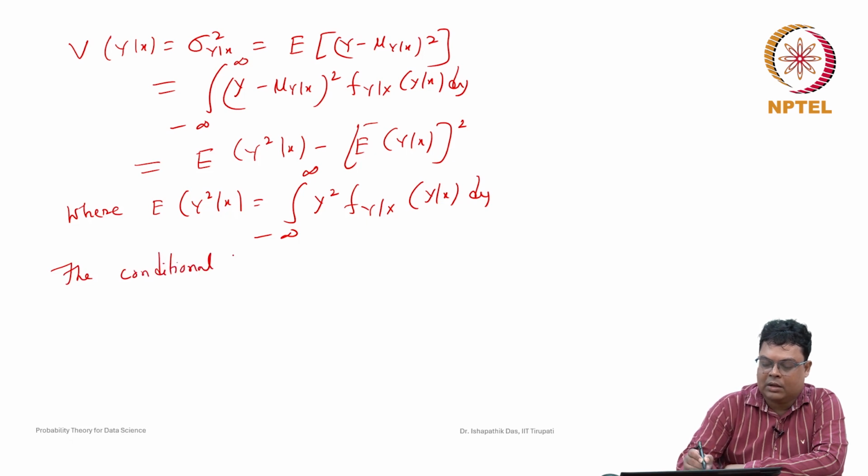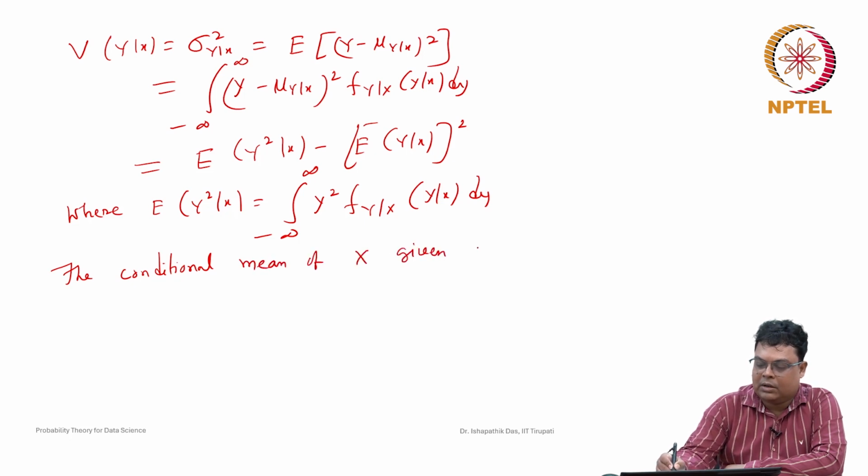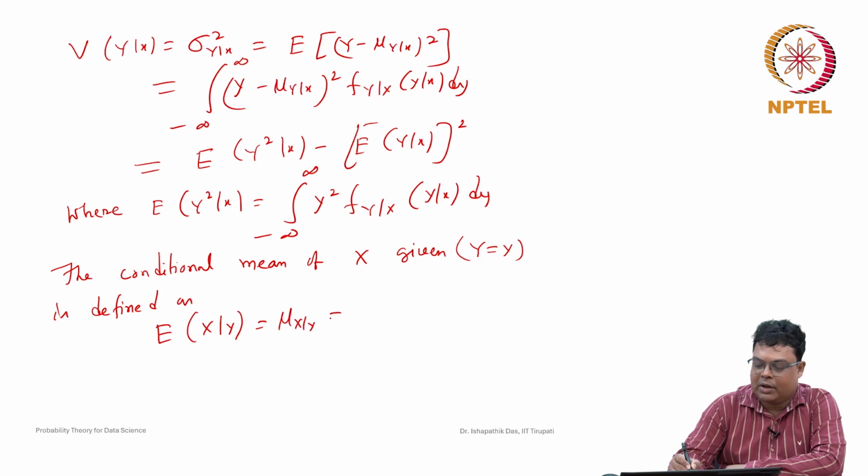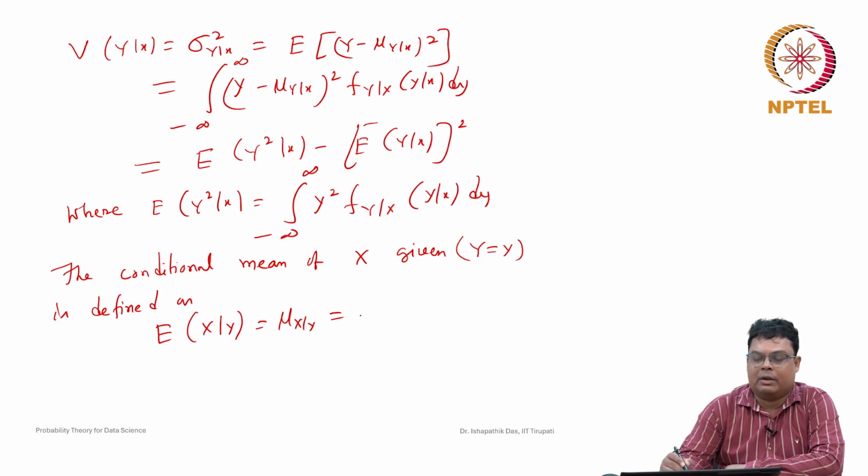The conditional mean of x given y equal to some value y is defined as the expected value of x given y, denoted mu of x given y. I am writing it again because this is continuous. In the continuous case we cannot use a sum, so the summation will be replaced by integration.